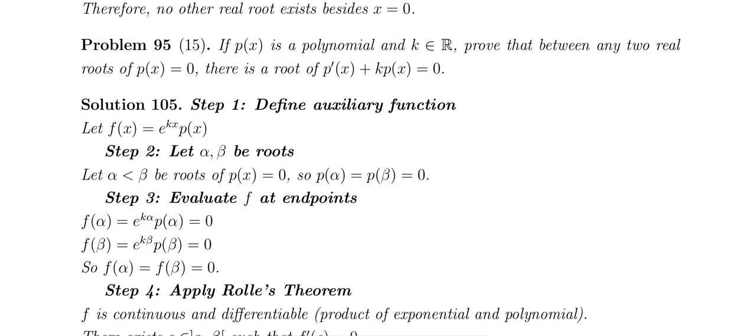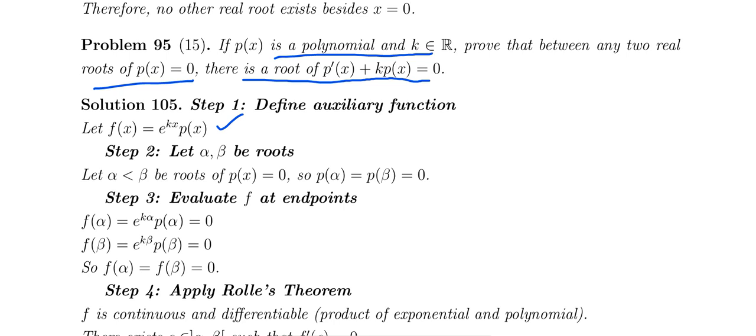In the same way, p of x is a polynomial and k is any real number. Between any two real roots of p of x equal to 0, there is a root of p dash of x plus k p of x equal to 0. For this, we take f of x equal to e power kx into p of x. Actually, if you solve this, you will get the structure.